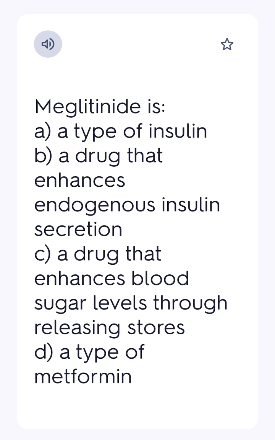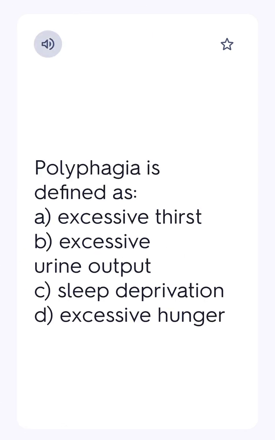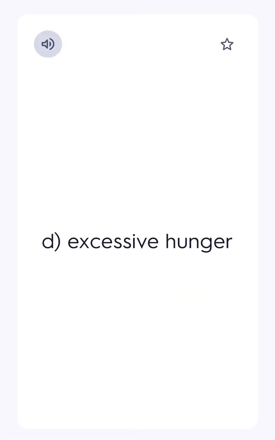Glucagon is A, a type of insulin; B, a drug that enhances endogenous insulin secretion; C, a drug that enhances blood sugar levels through releasing stores; D, a type of metformin. B, a drug that enhances endogenous insulin secretion. Polyphagia is defined as A, excessive thirst; B, excessive urine output; C, sleep deprivation; D, excessive hunger. D, excessive hunger.